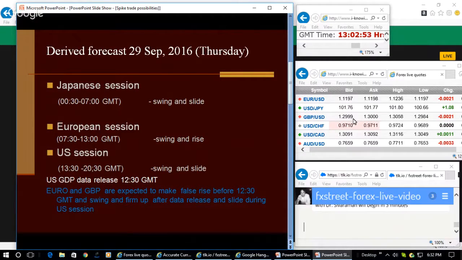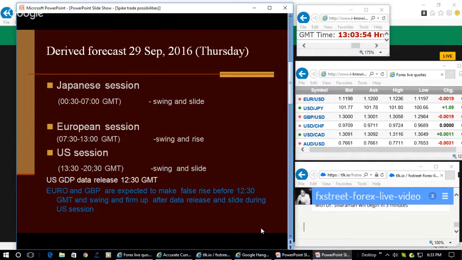In the case of Euro and GBP, during the gap time they will firm up a little bit, about another 10 to 12 pips above the current level, and then start making the slide during the US session. They already made the slide after the positive GDP data release. As I explained, they were expected to make a false rise or firm up move by 12:30 GMT, and then slide after the data release. They are expected to again firm up a little bit between 13 and 13:45 GMT and then start making the slide.